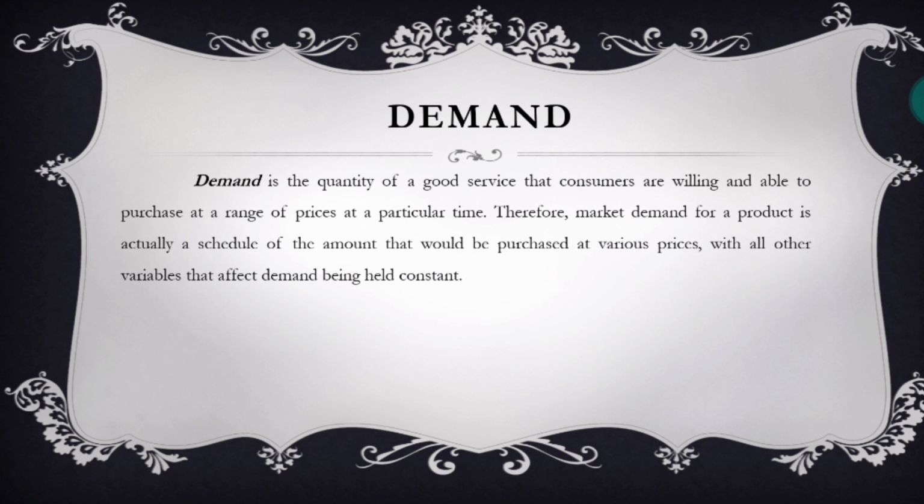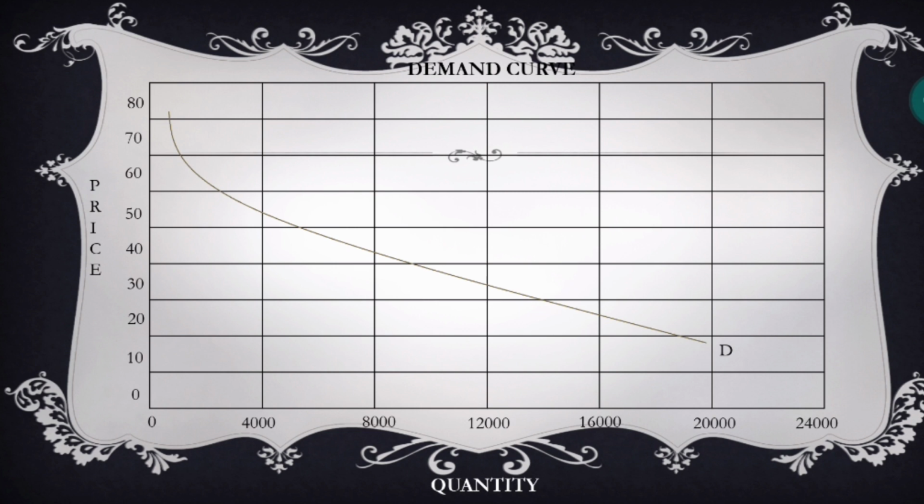Demand is the quantity of a good or service that consumers are willing and able to purchase at a range of prices at a particular time. Therefore, market demand for a product is a schedule of the amount that would be purchased at various prices, with all other variables that affect demand being held constant. This is the demand curve. Price goes upward and quantity goes downward.